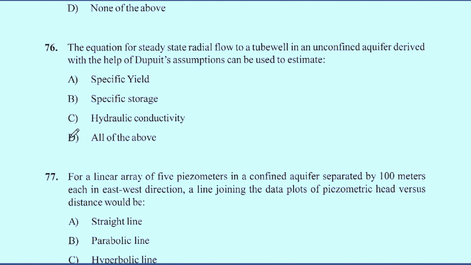Next question is the equation for steady state radial flow to a tubewell in an unconfined aquifer, derived with the help of Dupuit's assumptions, can we use it to estimate? What can we estimate from this? We're estimating hydraulic conductivity. Okay.